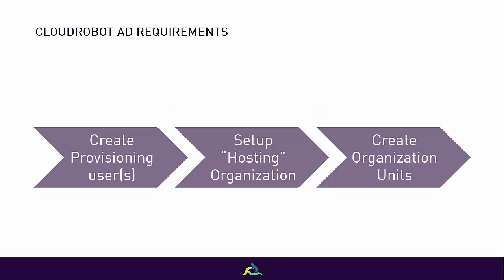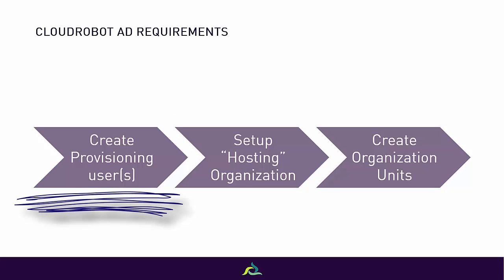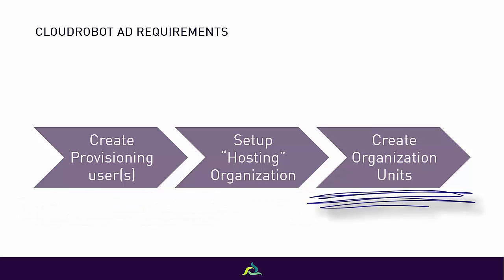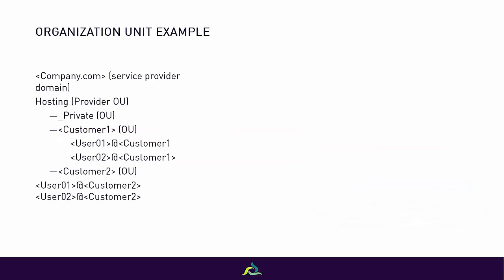Active Directory configuration for CloudRobot. At this stage, we're going to do the configuration in our domain controller. The process relies on three different steps. We need to create provisioning users, set up hosting organizations, and finally create organization units. To do that, we require the following structure: the company name, hosting providers, and of course the different customers that you have on each one. And every customer might have different user IDs and types.